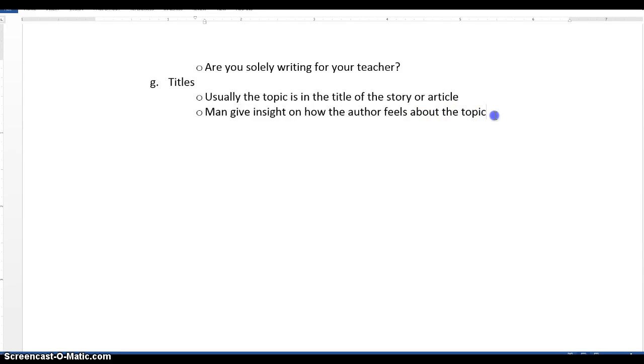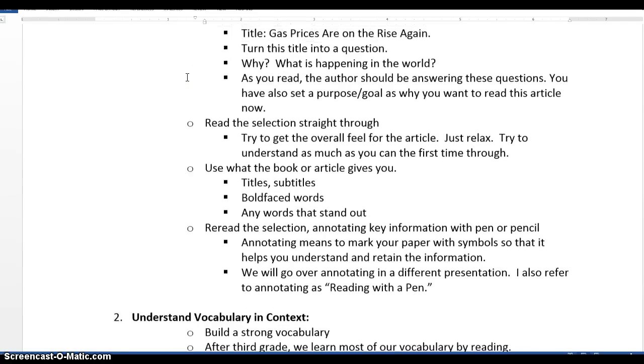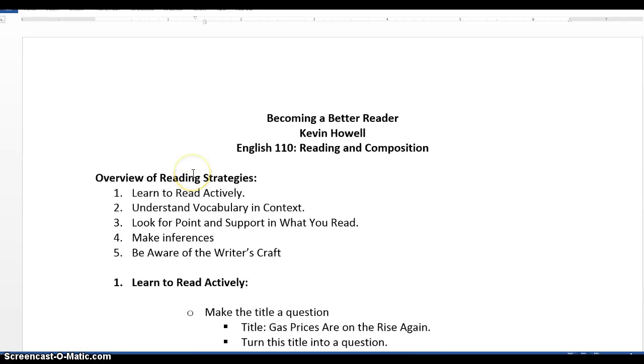Okay, everybody, that was an overview of reading strategies. Please read this over a little more carefully. You will have quiz questions on it.